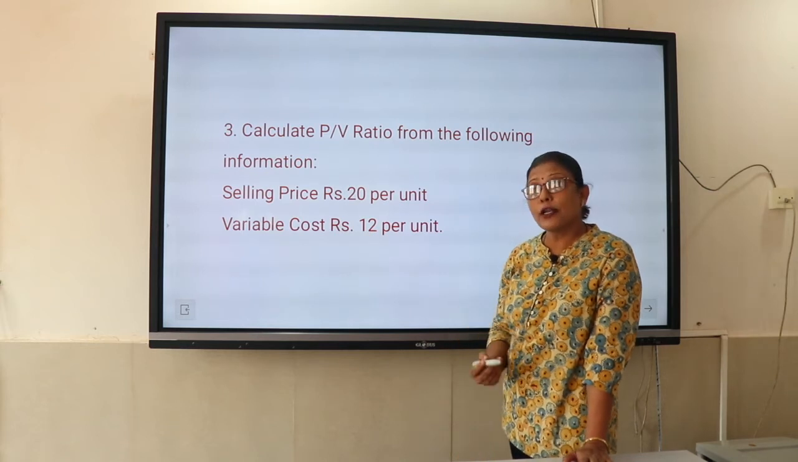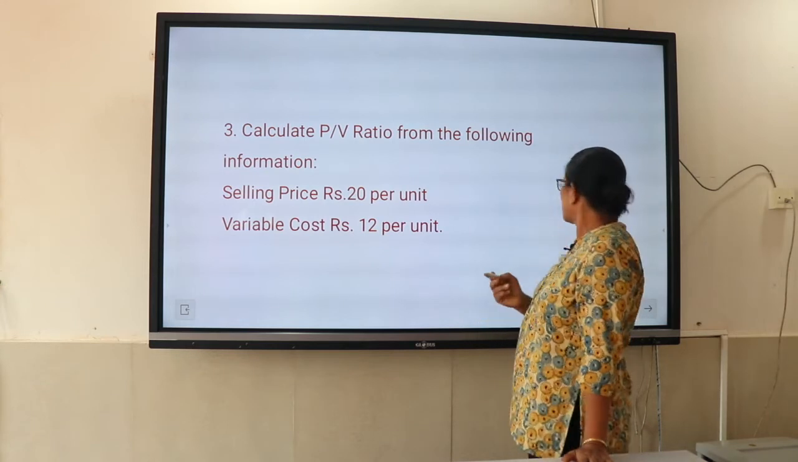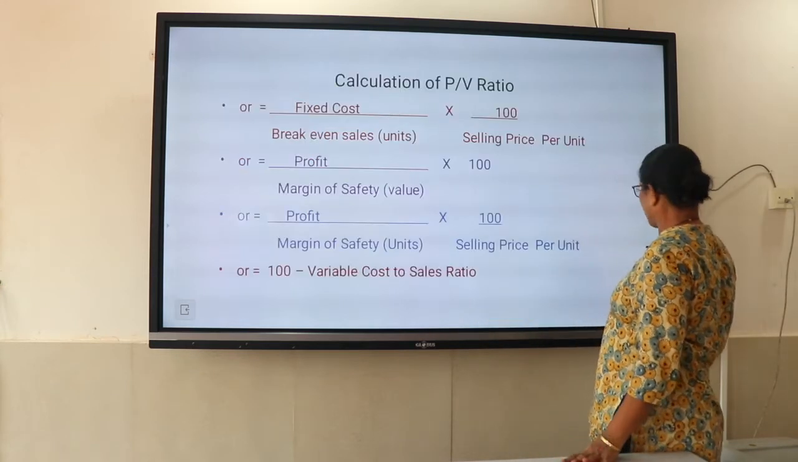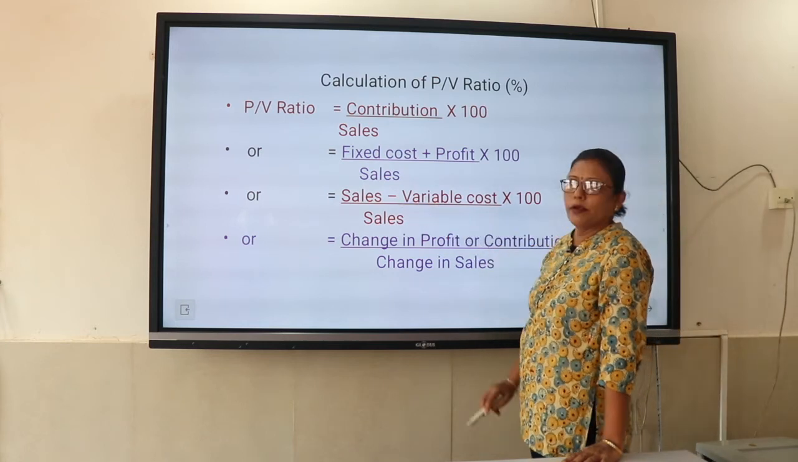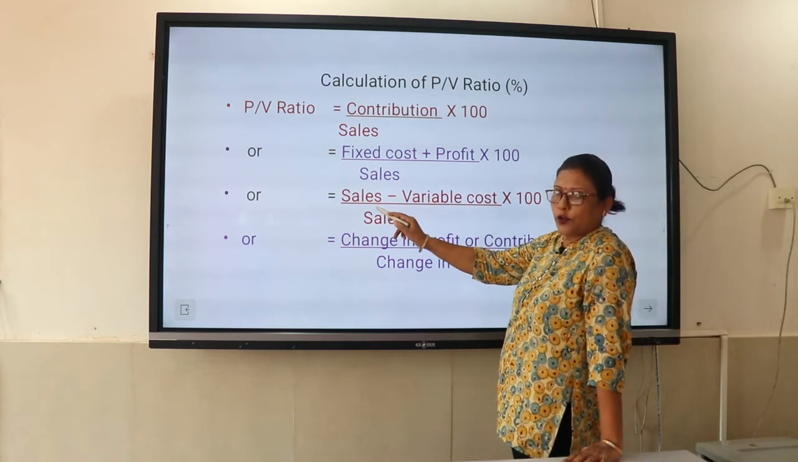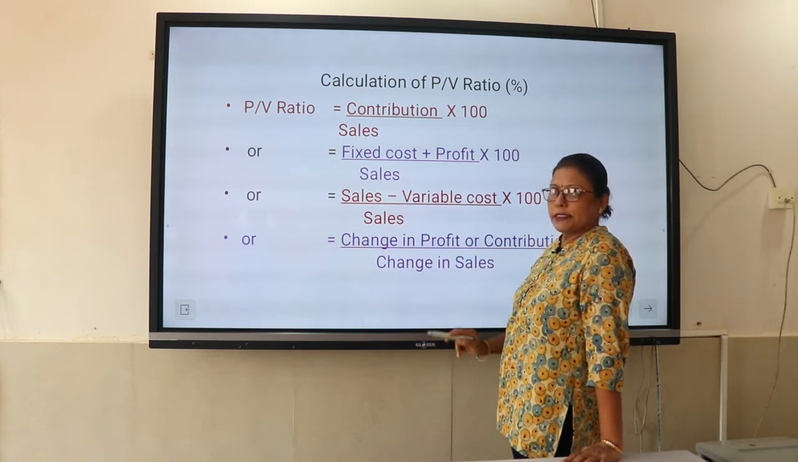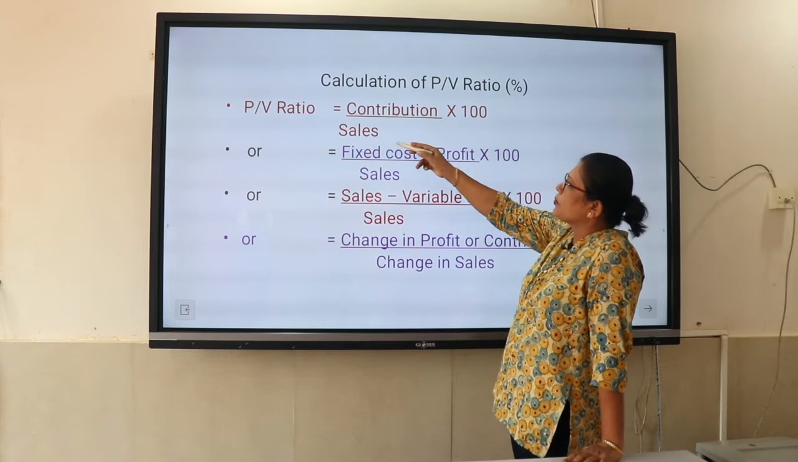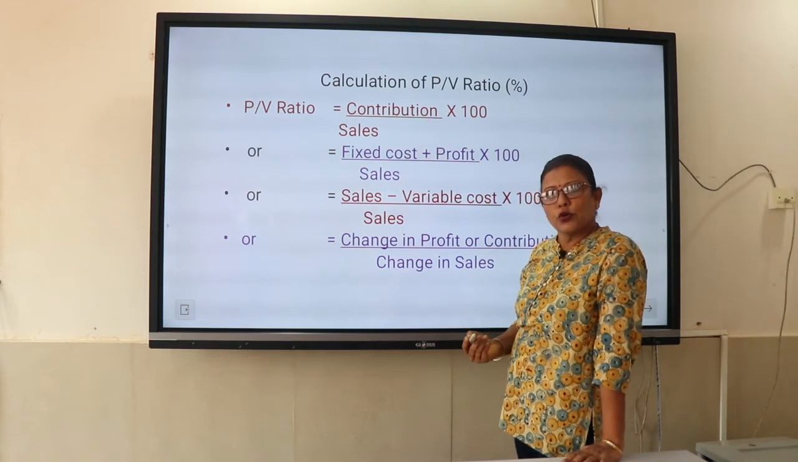So which formula am I going to use? Look at those previous formulas. Which formula can I use? What have I been given? I have been given sales, I have been given variable cost. So I can use this formula: sales minus variable cost divided by sales into 100, or contribution by sales into 100. So I can calculate a PV ratio. Okay, let us do that.